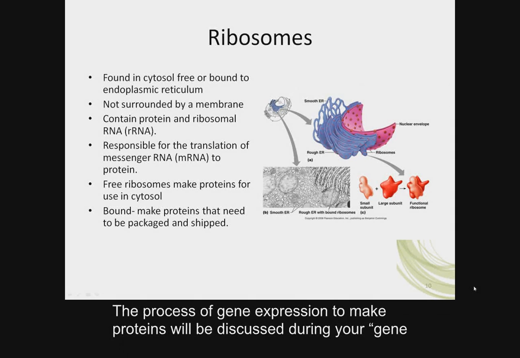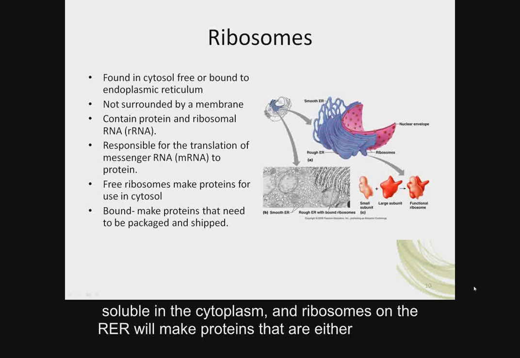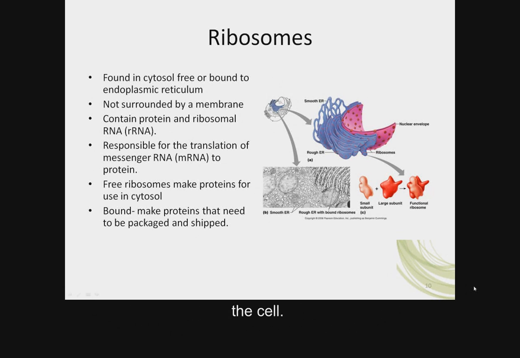Ribosomes scan across a messenger RNA during a process called translation to make protein. The process of gene expression to make proteins will be discussed during your gene expression module. Free ribosomes will translate messenger RNA to make proteins that will be soluble in the cytoplasm, and ribosomes on the rough ER will make proteins that are either destined for another organelle, to be inserted in the cell membrane, or exported out of the cell.